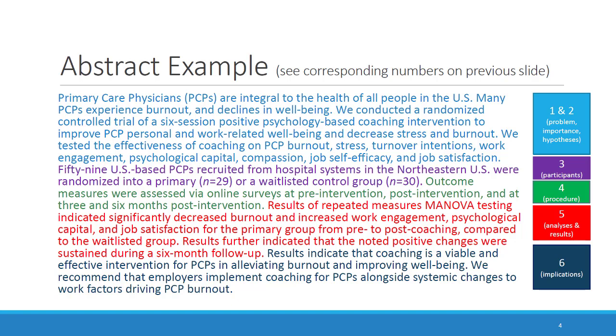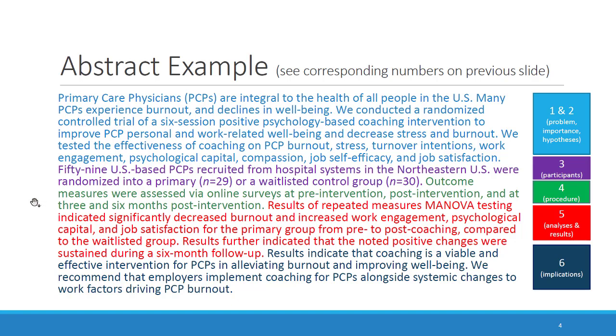Okay, so let's move on to the next part, which is participants. In purple, I said 59 U.S.-based PCPs were recruited from hospital systems in the northeastern U.S., were randomized into a primary or a waitlisted control group. So the primary group had N of 29, control group had N of 30. So you can see there that I had the number of participants, a brief statement on where they were recruited from.